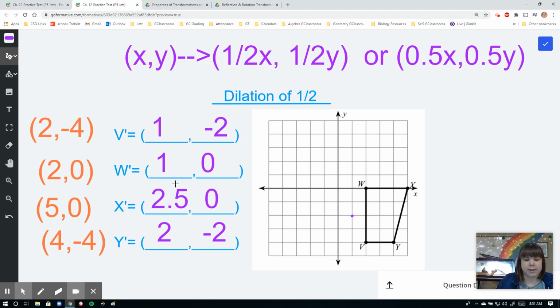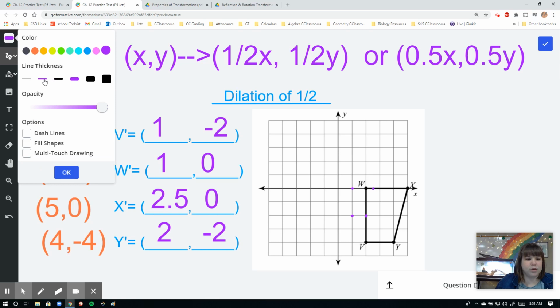Okay. Next one is 1, 0, so we got to go 1 and then 0. This one is 2.5, so we got to go up 1, 2, and then between the 2 and the 3. So I'm going to plot that point right in the middle. And then 2, -2, so we go up to 2, and then we go down to -2, and our point is right there. I know it's kind of hard to see.